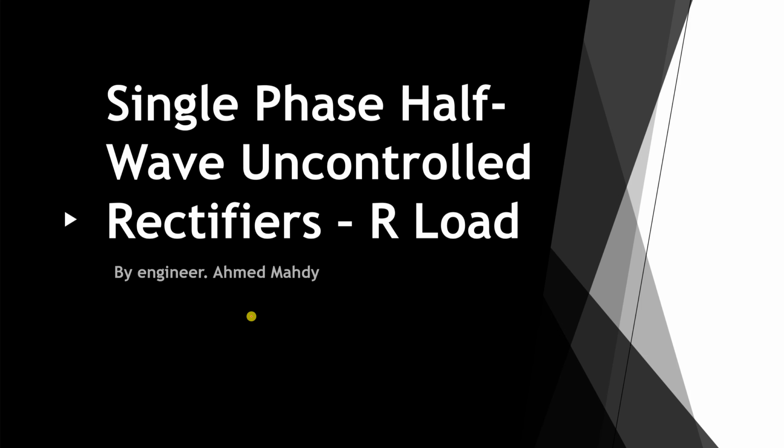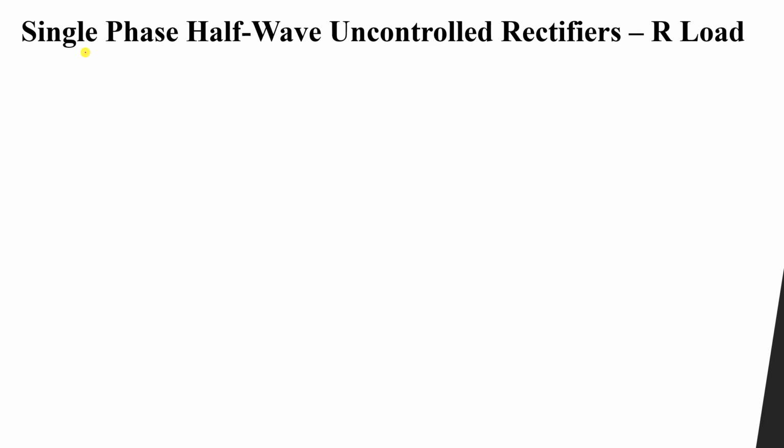We will start in this lesson by talking about the single phase, half wave, uncontrolled rectifiers with an R load. We will explain what this even means. So this is the circuit that we are going to explain in this lesson, and in the next lessons we will have several examples and different definitions regarding rectifiers. So first, single phase, half wave, uncontrolled rectifiers with R load.